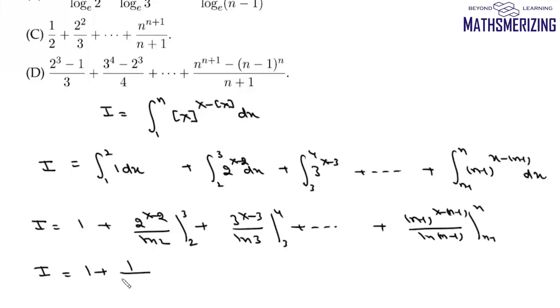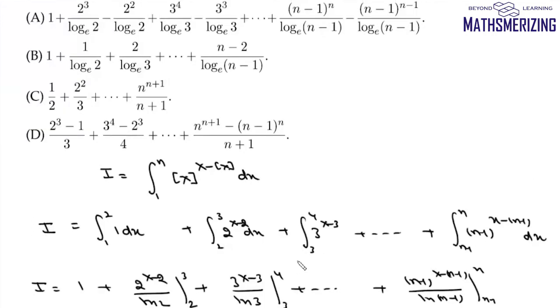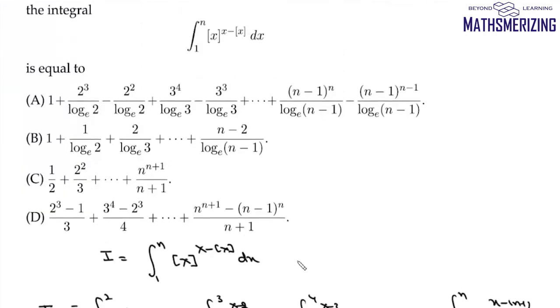So it'll be 1 upon ln 2. Now here it will be 3 minus 1, 2 upon ln 3, and it'll continue up to, now here it will be n minus 1 minus 1, so that should be n minus 2 upon ln n minus 1, which is nothing but option B. 1 plus 1 upon ln 2, 2 upon ln 3, and n minus 2 upon ln n minus 1, and that is the answer to this question.